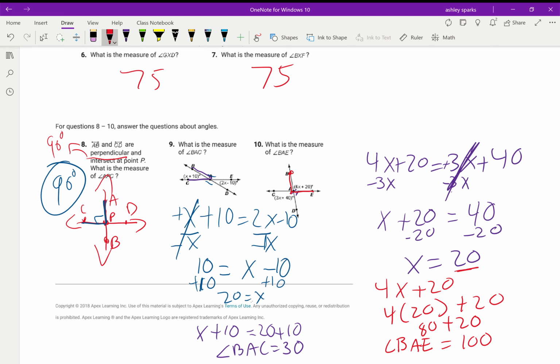So vertical angles, they're equal to each other. You would do the ones across from each other equal. To figure anything else out, you would do 90 or 180 minus that number.